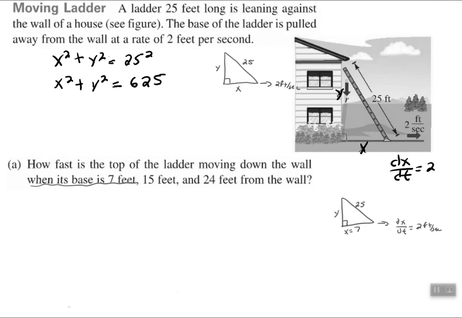All right, so let's see here. So we have the equation x squared plus y squared equals 625, and we're trying to find a rate, a speed, as how fast something is moving. So we need to find our first derivative with respect to time. Okay, so let's find our derivative with respect to time. d/dt of each side.